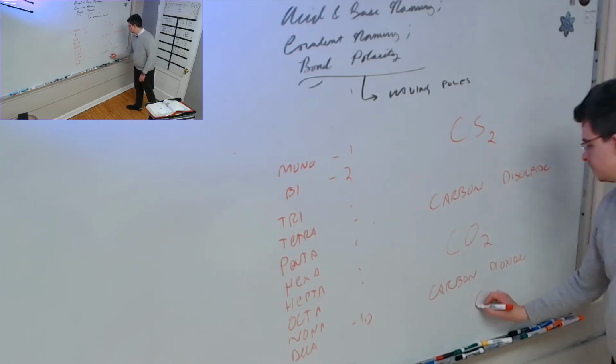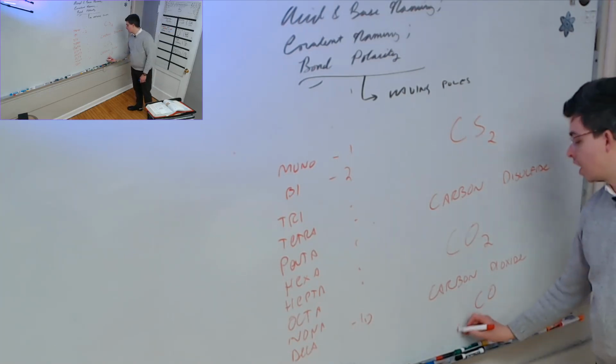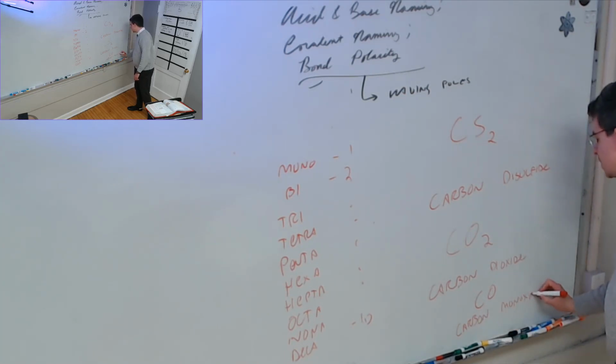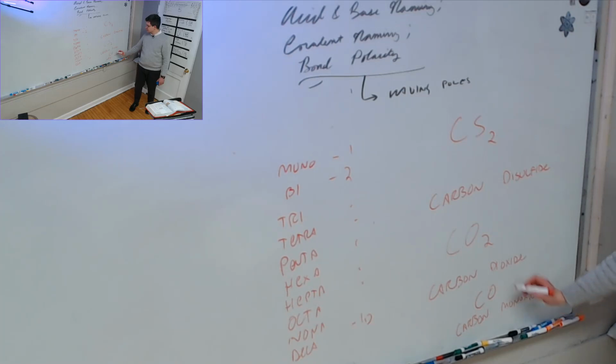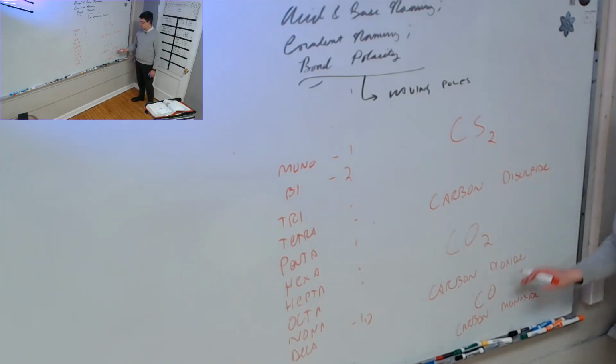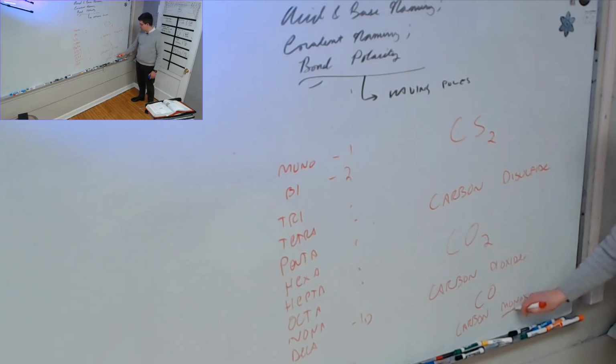What about this one? Carbon monoxide. We have to be specific with the mono, and we usually only use mono when there's another more common thing that has another number. So we can't just call it carbon oxide, because these are both carbon oxides. We have to specify this one as carbon monoxide. And that's really it for covalent naming.